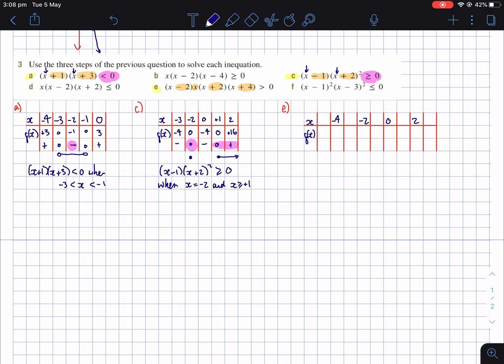Okay, so what's the left of negative 4? Negative 5. What's between negative 4 and negative 2? Negative 3. Negative 2 and 0? Negative 1. 0 and 2? 1, 2 and 2 and onwards. I'm just going to do 3. Let's sub these in and see what happens.